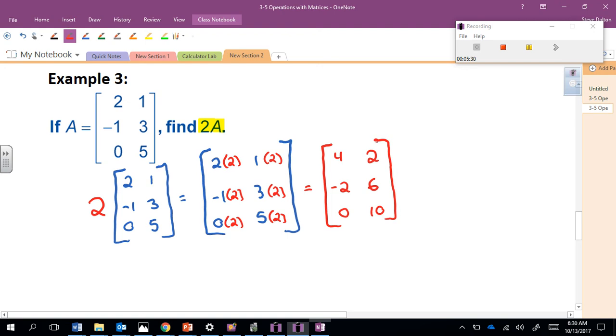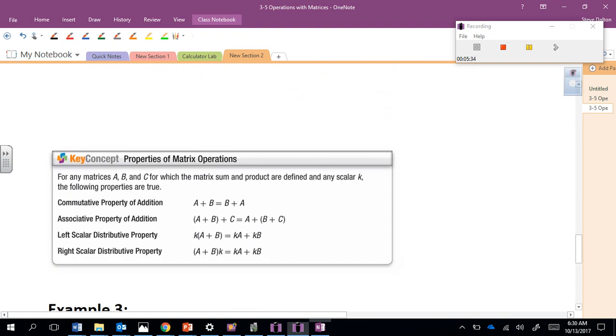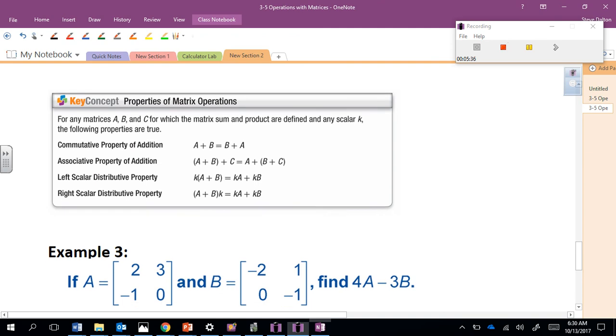And there we are. Pretty straightforward. Now, here's a whole list of other rules that work. For example, the commutative property, so it doesn't matter what order we add the matrices in. The associative property, so we can also group them differently. We also have the left scalar distributive property and the right scalar distributive property.